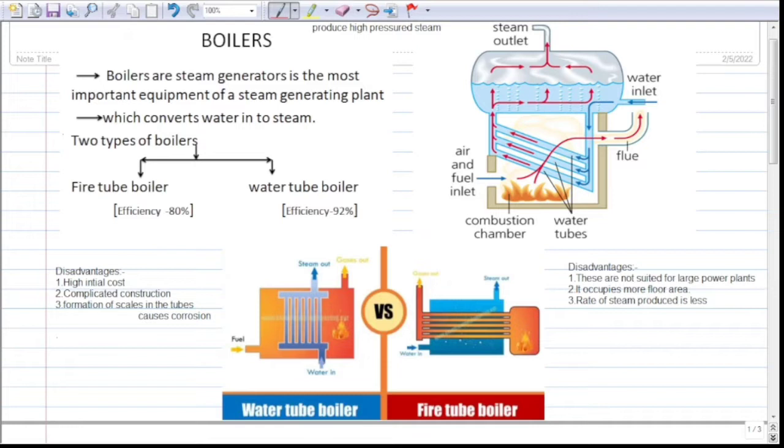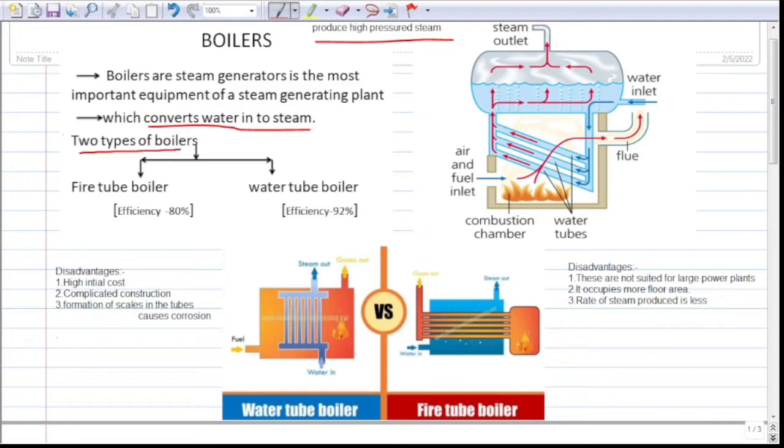In this session, I am going to give you brief information regarding boilers. Boilers, or steam generators, are the most important equipment of a steam generating plant. They produce high pressure steam. It means that these boilers convert water into steam.